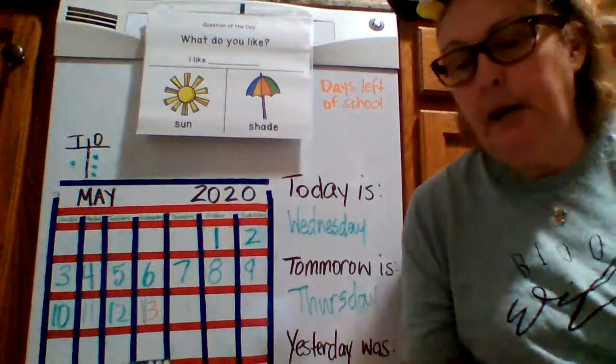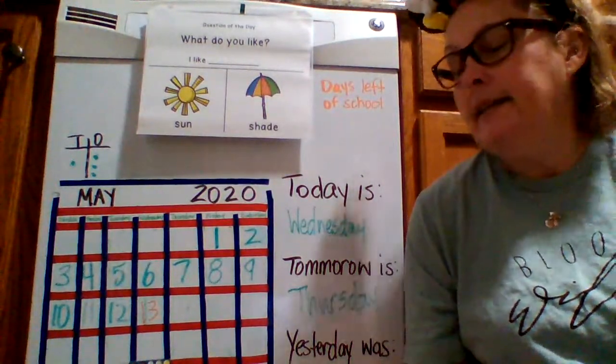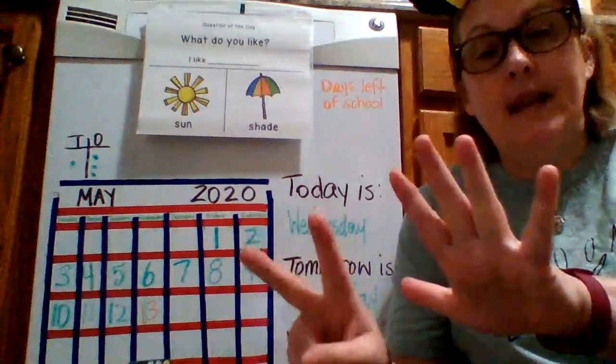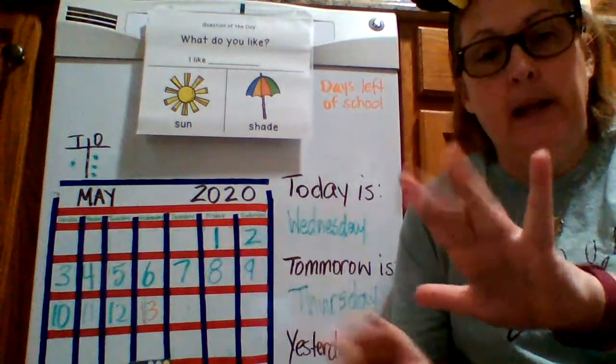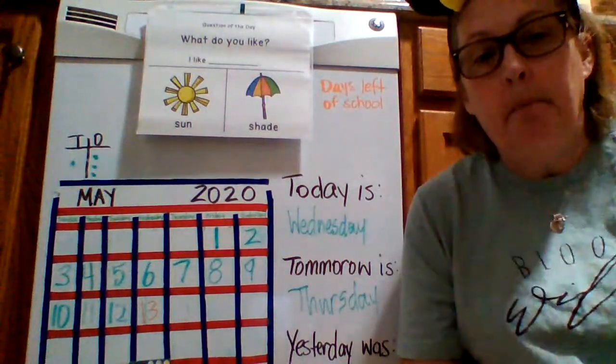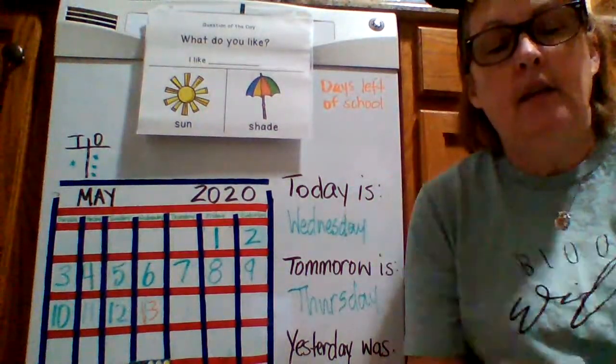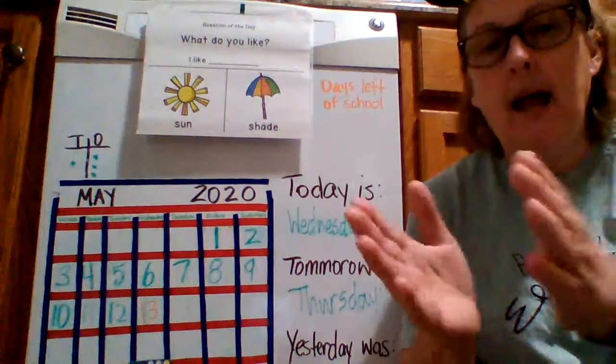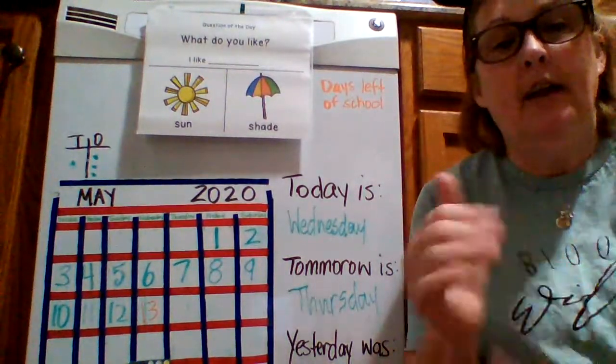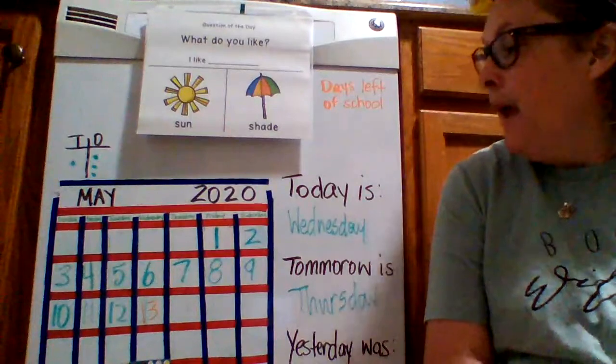Let's say our days of the week. We've not done that in a couple of days, so let's do that. There are 7 days in a week. Sunday, Monday, Tuesday, Wednesday, Thursday, Friday, Saturday. Good job, everybody.